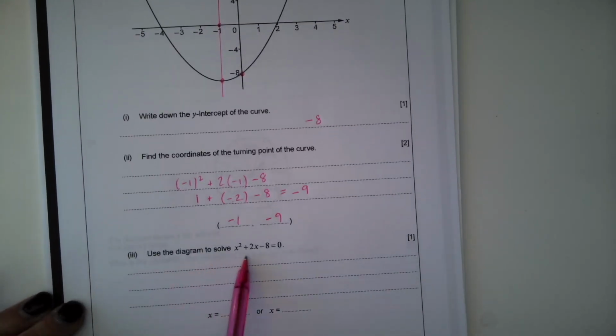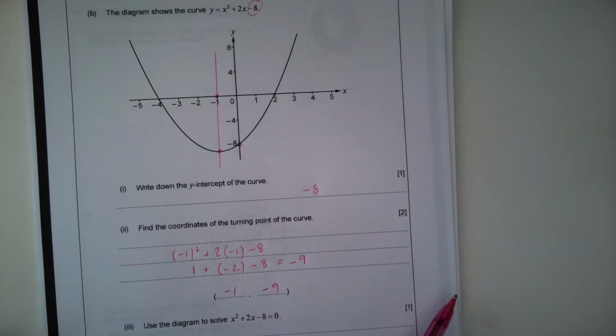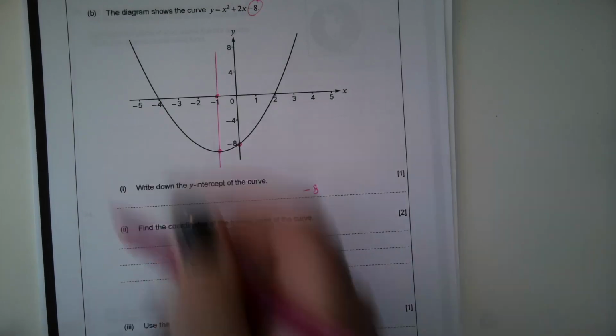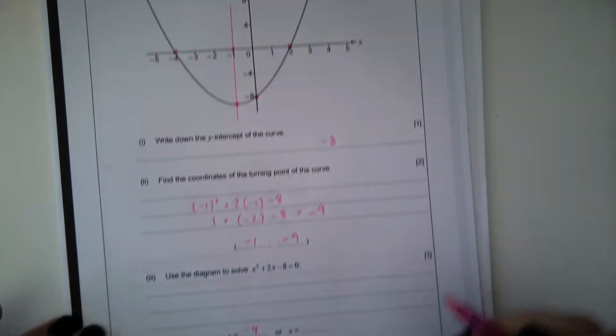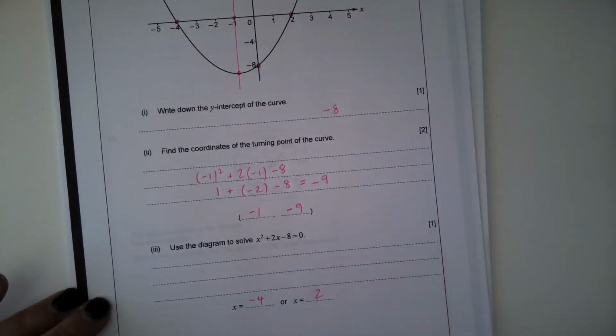So use the diagram to solve x squared, add 2x, subtract 8. So the solutions are where it crosses the x-axis. So we've got here at -4 and here at +2.